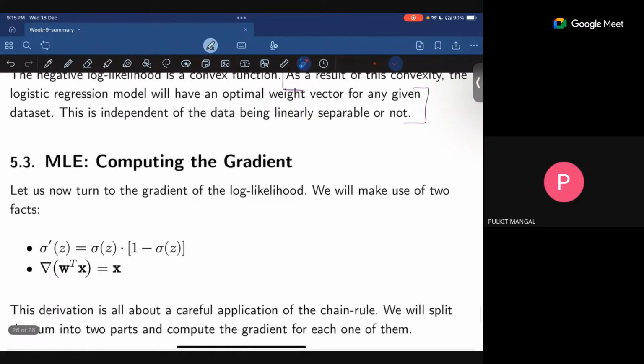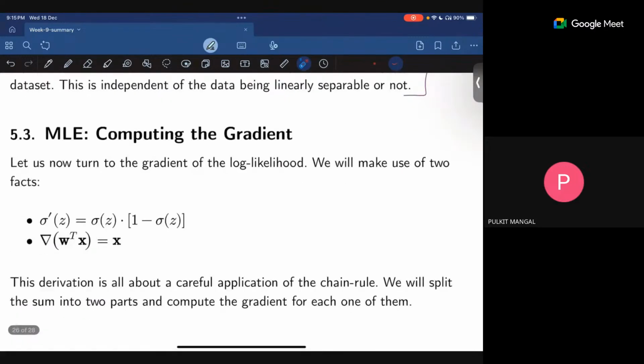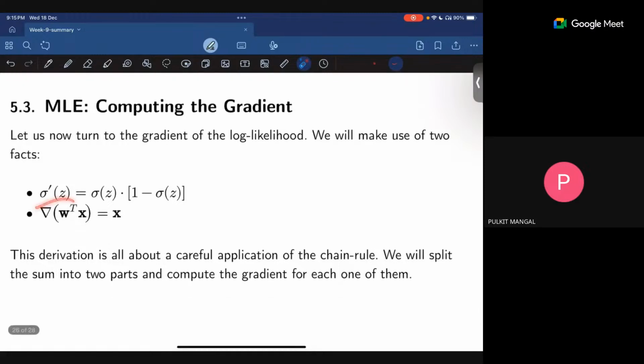Okay, the next steps are just taking the gradient. Here we will be using the properties that the derivative of the sigmoid function is sigma z times 1 minus sigma z, and the derivative of W transpose x is just x.